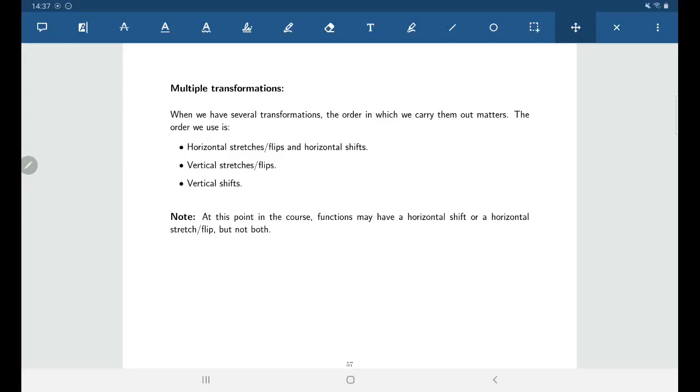Welcome back. In the next part of this lecture, we'll be talking about doing multiple transformations on a basic shape. So not just a stretch or a reflection, but doing maybe all of the different transformations. The first part that we'll need to be aware of is that when we've got multiple transformations that we're carrying out with a function, the order that we carry them out does matter.